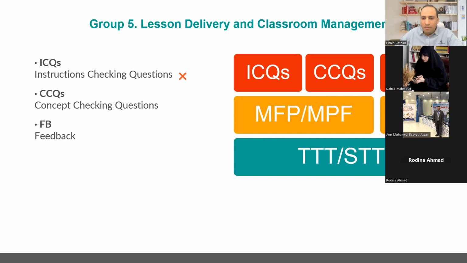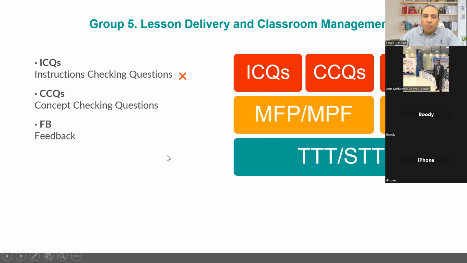MFP or MPF. Meaning form pronunciation, yes, or meaning pronunciation form. Meaning form pronunciation if you're teaching grammar. Meaning pronunciation form if you're teaching vocabulary, because in a vocabulary lesson, pronunciation comes before the form. Remember the ECDW, okay? So you drill and then you highlight the form of the word. What type of word is it? How many syllables? Where is the stress and so on?